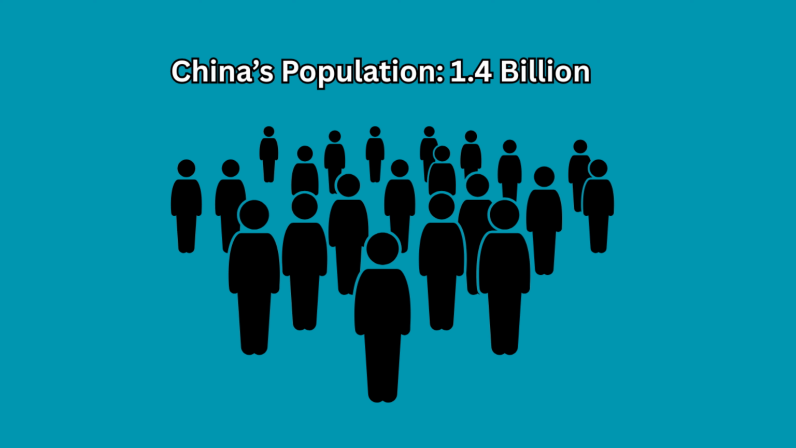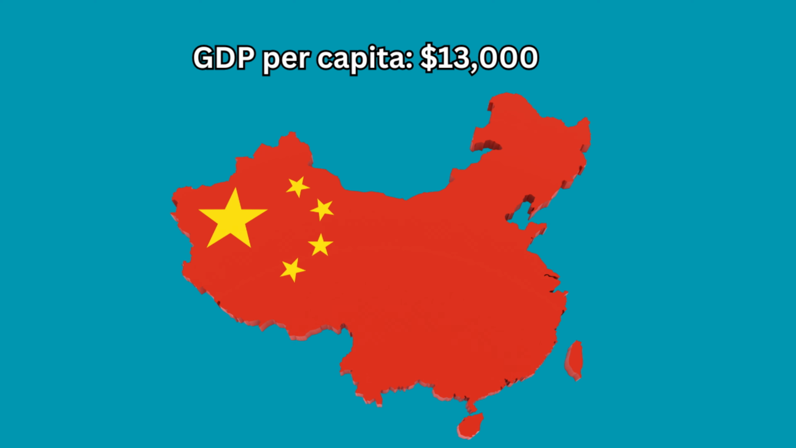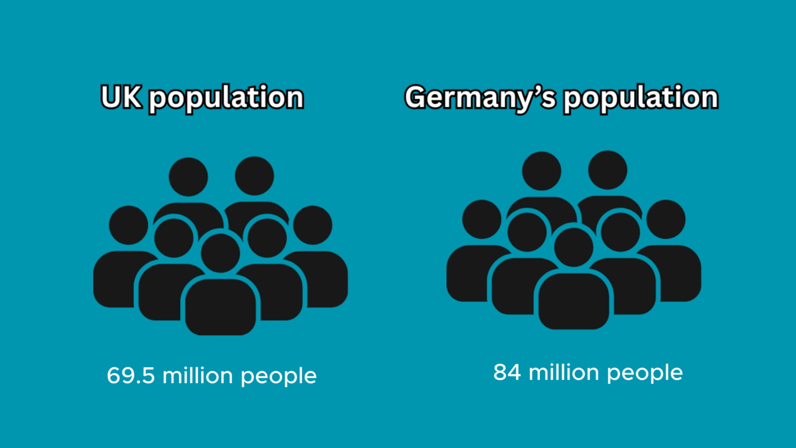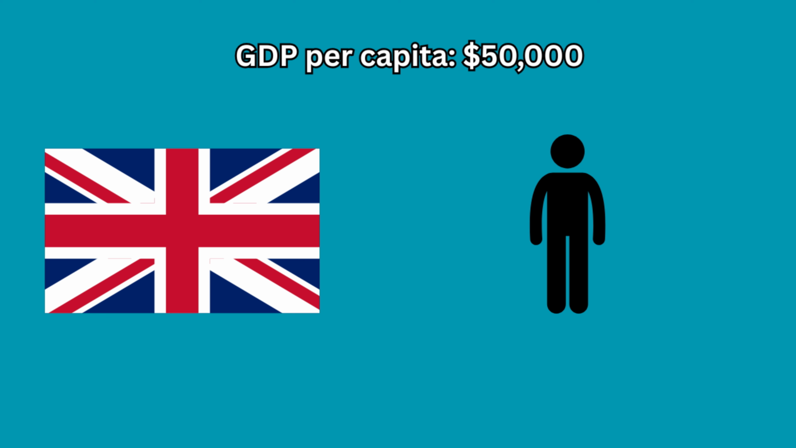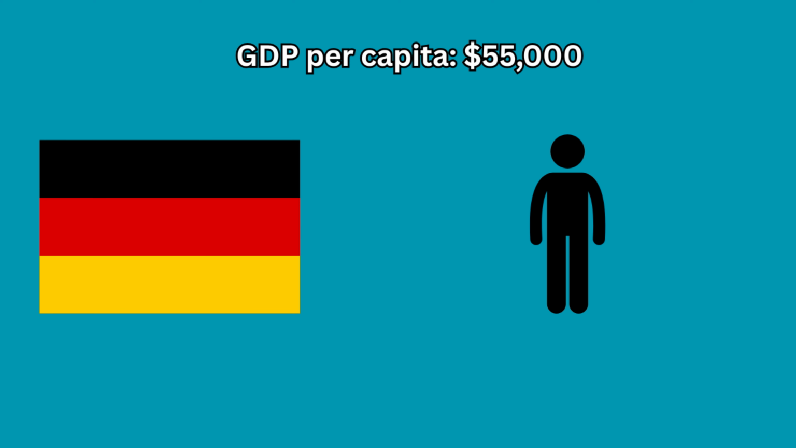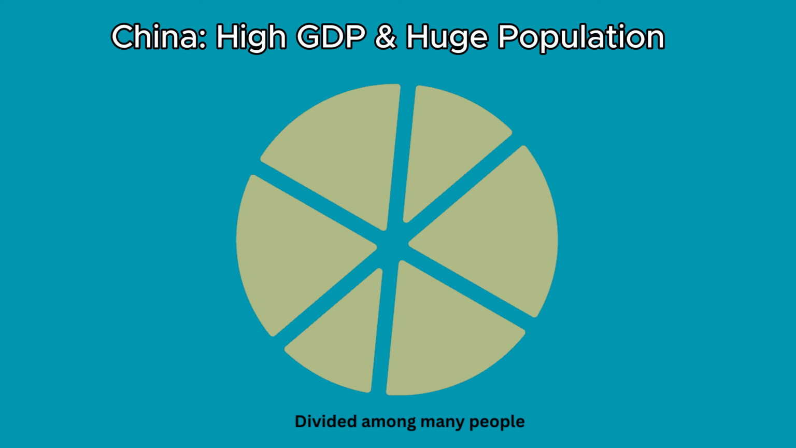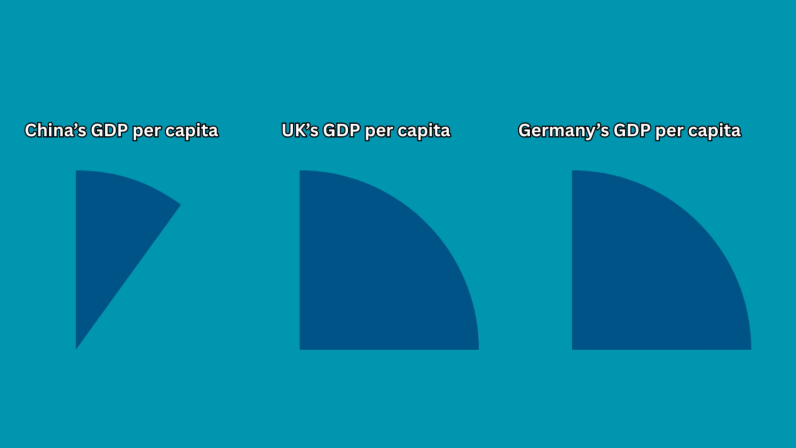China has over 1.4 billion people, and its GDP per capita is around $13,000. The UK and Germany have far fewer people. The UK's GDP per capita is around $50,000 and Germany's is around $55,000. So even though China's GDP is very large, it's divided among many more people. That's why China's GDP per capita is much lower than the UK and Germany.